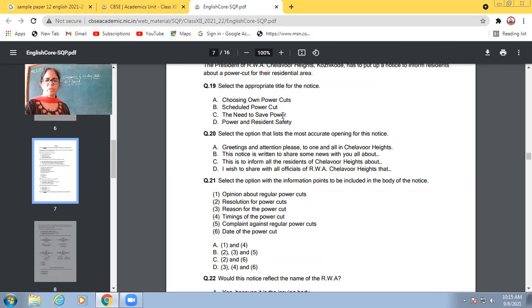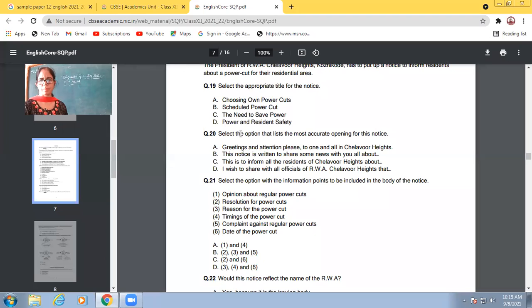For example, the C option, the need to save power, it's as if we are going to write a speech. And the first option, choosing own power cut, is also wrong, because we don't start a subject with an -ing form. And secondly, it's not about a choice about the power cuts; the power cut will be there and we are going to inform the people.